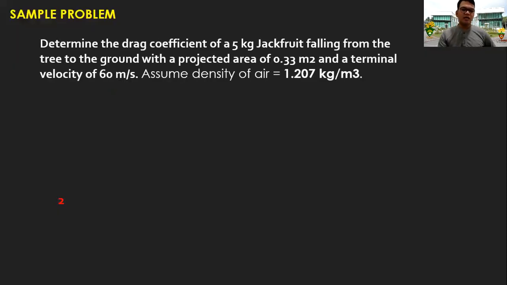Okay, for example, determine the drag coefficient of a 5 kilogram jackfruit. For example, there is a jackfruit falling from the tree to the ground with a projected area of 0.33 square meters and a terminal velocity of 60 meters per second. Assume the density of air is 1.207 kilograms per cubic meter. Determine the drag coefficient. So when we say drag coefficient, CD, for a jackfruit that is falling down from the tree.